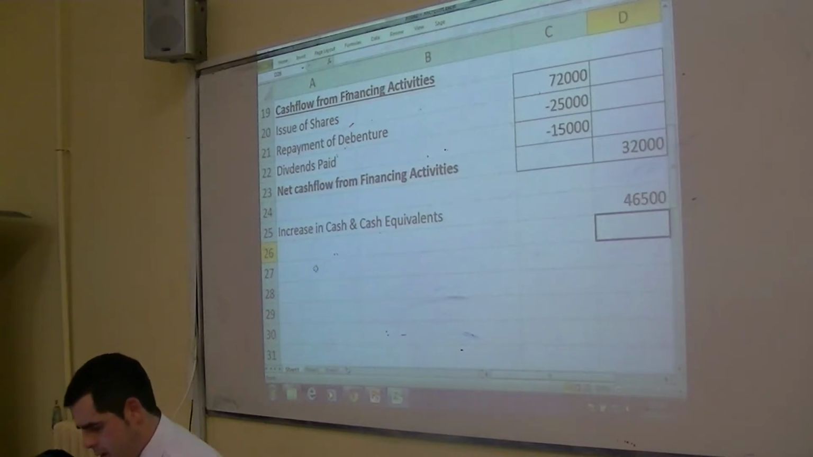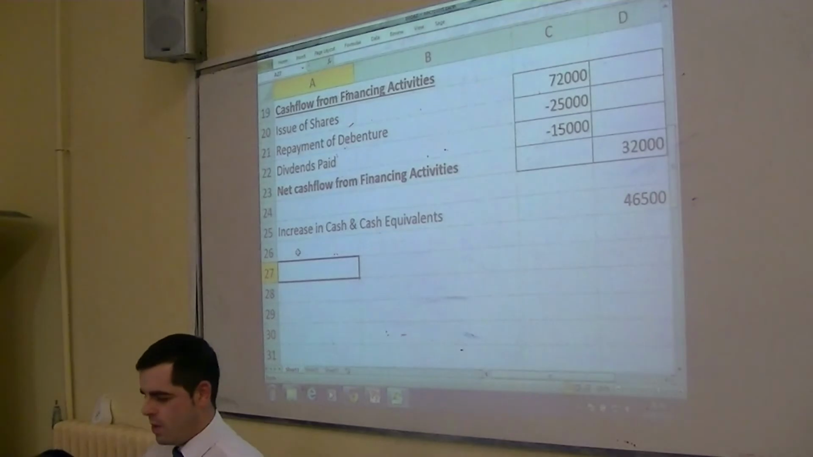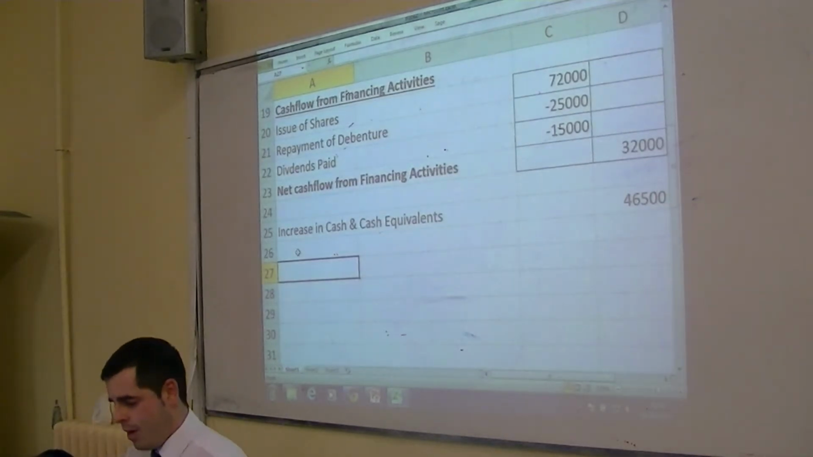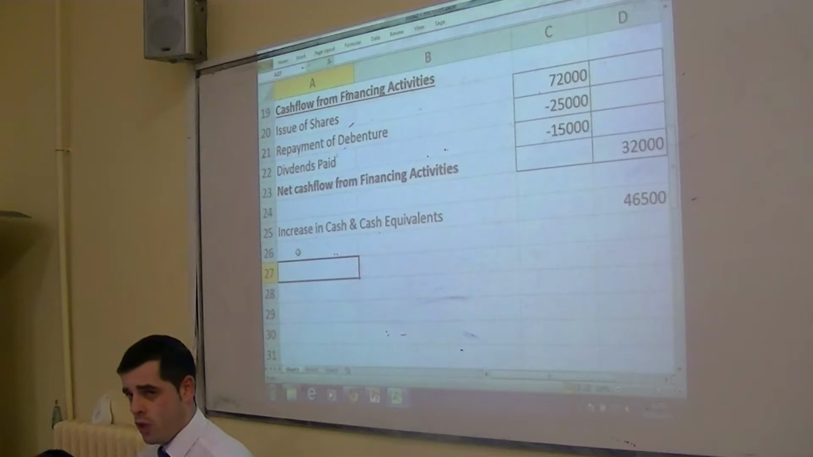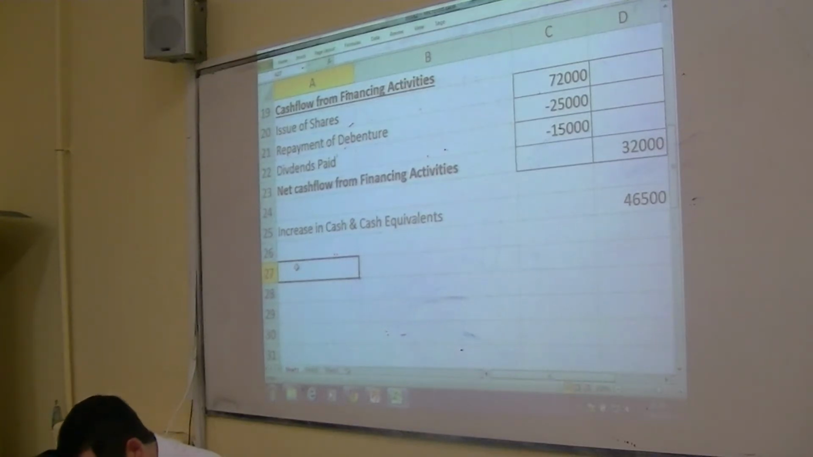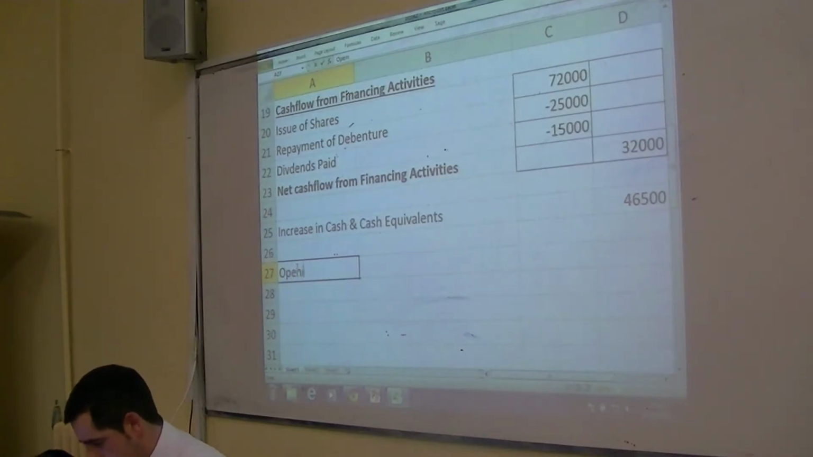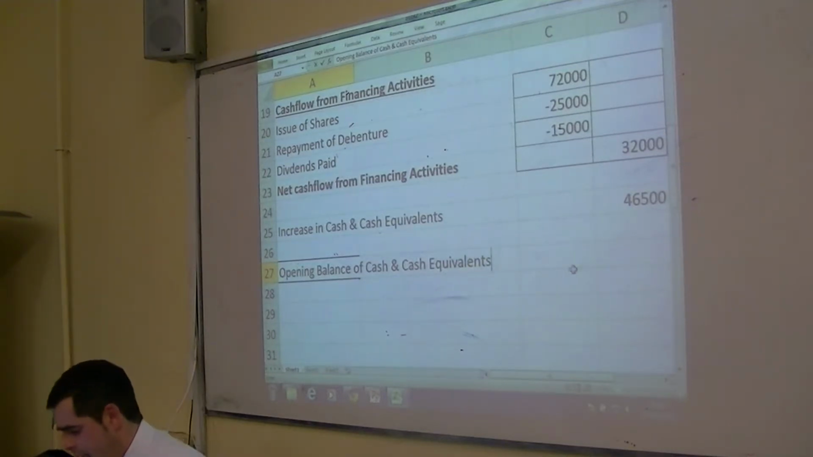No, actually, just looking at the solutions there, there's two more figures they want to put in, basically your opening and closing cash. Now, they might give a mark for it, so we just put it in just in case. So we have our increase, we know how much it is. What you're going to put in then is your opening balance of cash and cash equivalents. Sorry, I should have said this earlier. We'll put it in just in case anyway.